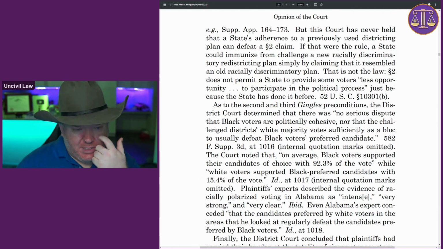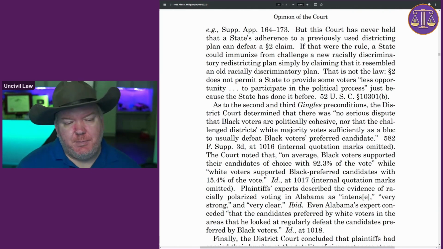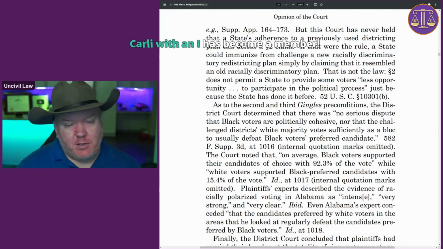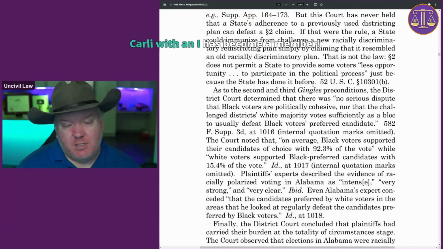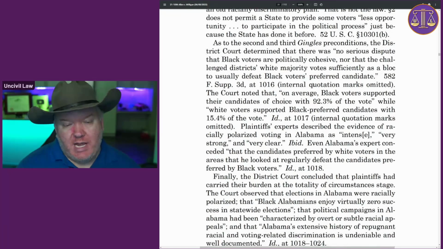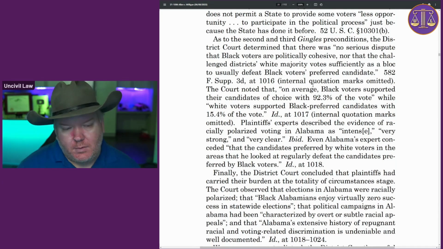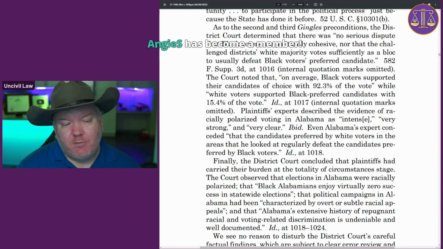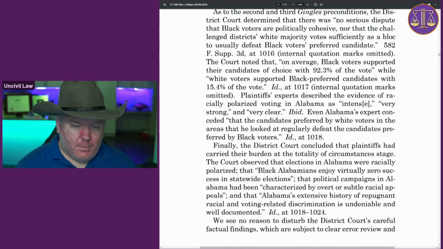As to the second and third preconditions, the district court determined there was no serious dispute that Black voters are politically cohesive, nor that the challenged districts' white majority votes sufficiently as a bloc to usually defeat Black voters' preferred candidates. The court noted that, on average, Black voters supported their candidates of choice with 92% of the vote, while white voters supported Black candidates 15% of the time. Plaintiffs' experts described the evidence of racially polarized voting in Alabama as intense, strong, and clear. Even Alabama's experts concede that the candidates preferred by white voters in the areas they look at regularly defeat the candidates preferred by Black voters. Okay.